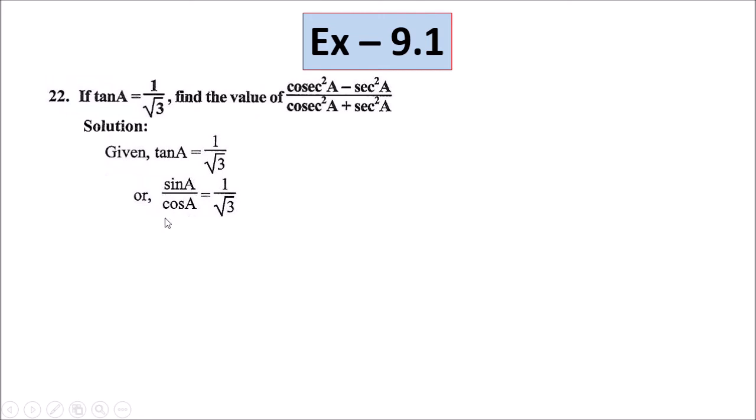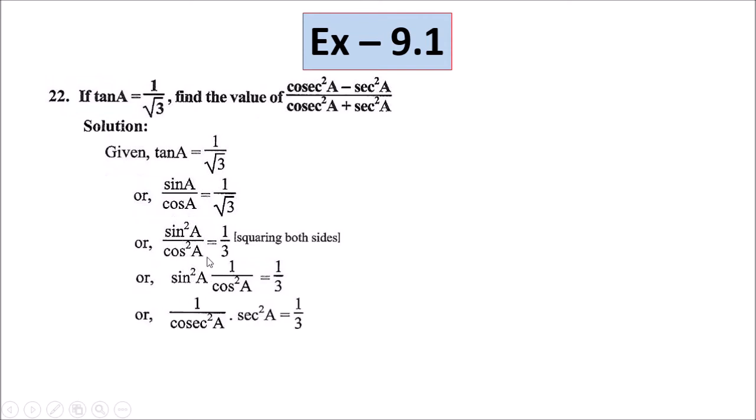So sin a by cos a equals 1 by root 3. So we can write whole square. So here will be 1 square means 1, root 3 square means 3, and sin square a by cos square a, squaring both sides. Now I can write sin square a into 1 by cos square a, that equals 1 by 3. Sin square a, I can write 1 by cosec square a, and 1 by cos square a, I can write sec square a. So now it will stand like this: sec square a by cosec square a equals 1 by 3.